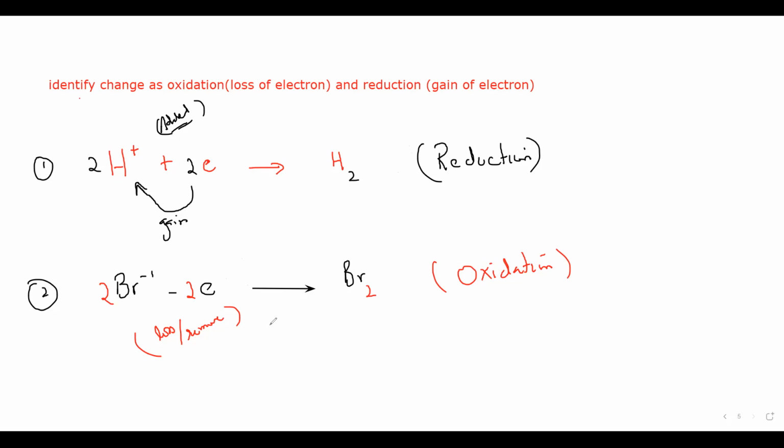Same way, sometimes, because it's like a mathematical equation, if it is minus 2e here, they can write it in this manner as well, like 2 bromide ions turn into bromine molecule and electrons are written on the right hand side. If electrons are written on the right hand side, that also means it is a loss of electrons. So the equation will remain the same as oxidation. The equation won't change, because if it is minus 2e here, when it is moved to the other side, it will become plus 2e.